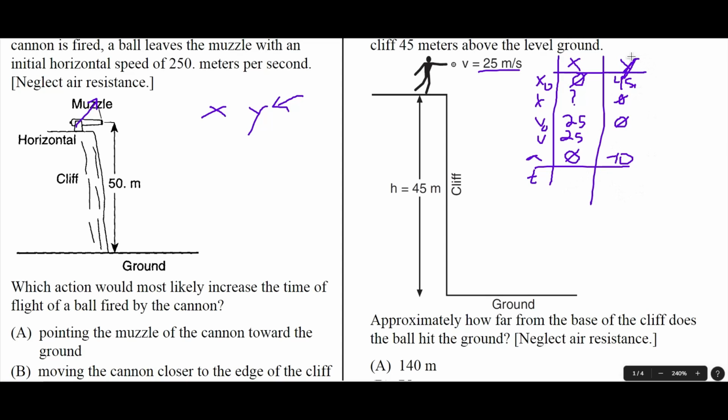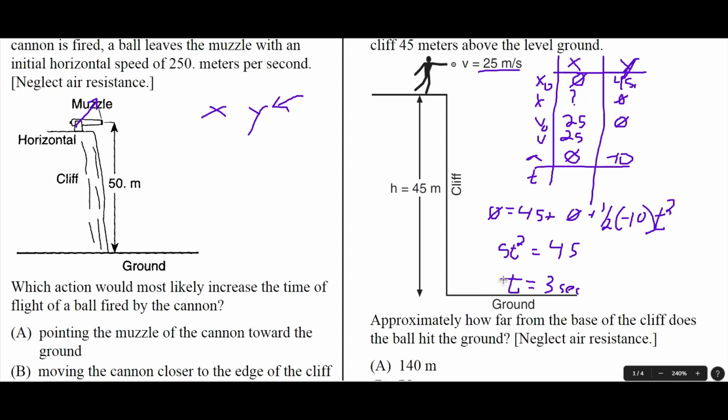So what I'm going to do is look at the y column and use this in order to find time. So I use the annoying y equation. So it's going to be 0 equals 45 plus v naught t plus 1 half a t squared. Move some things around. So this ends up being 5t squared. Bring it over to the left side. We have the 45 over here. Divided by 5. We end up getting that time is going to be equal to 3 seconds.